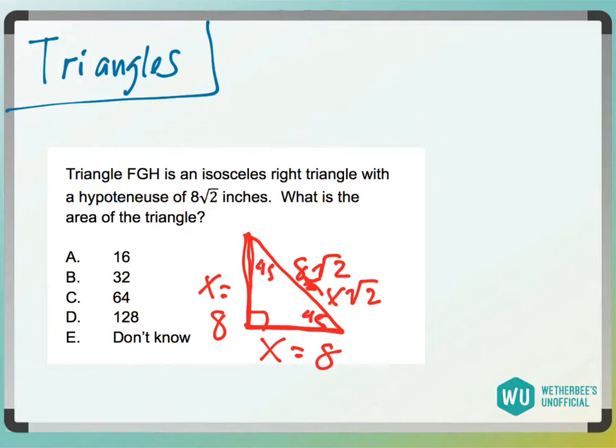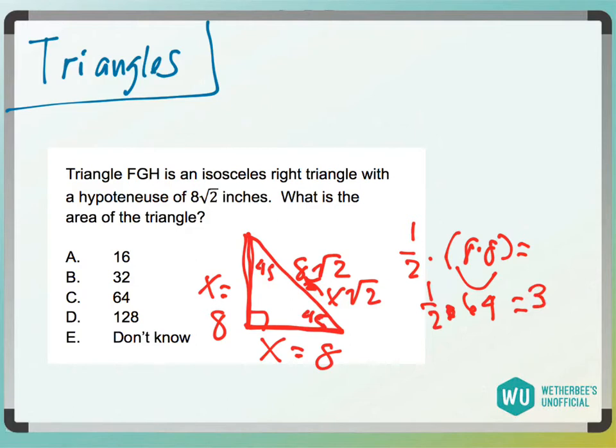Now the area of the triangle is 1/2 base times height, which is 8 times 8. 8 times 8 is 64, times 1/2 is 32. So that would be answer choice B.